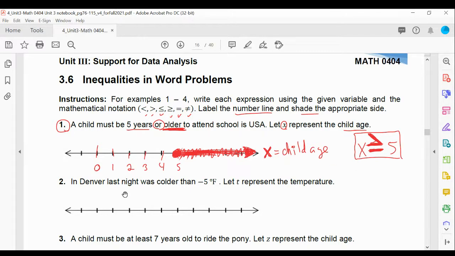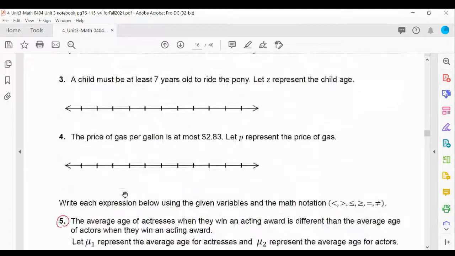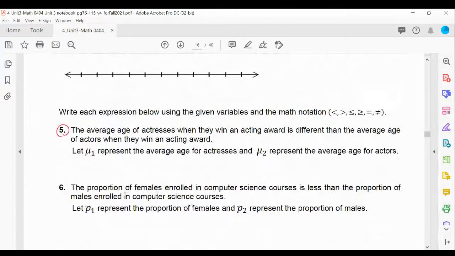So you would do the same thing for examples 2, 3, and 4. And for example 5, now we have 2 different variables instead of just 1. So in example 5, it says the average age of actresses when they win an acting award is different than the average age of actors when they win an acting award. So let mu1 represent the average age for actresses and mu2 represent the average age for actors.